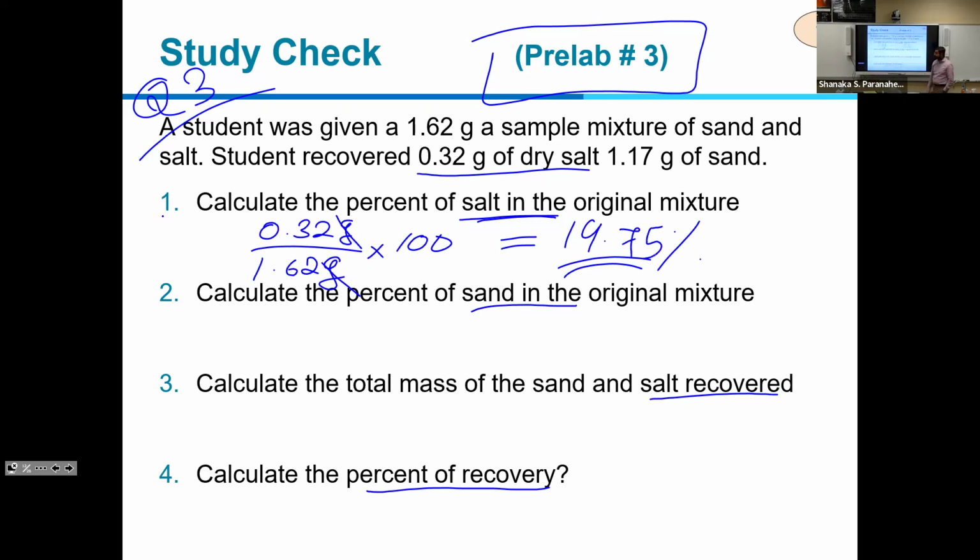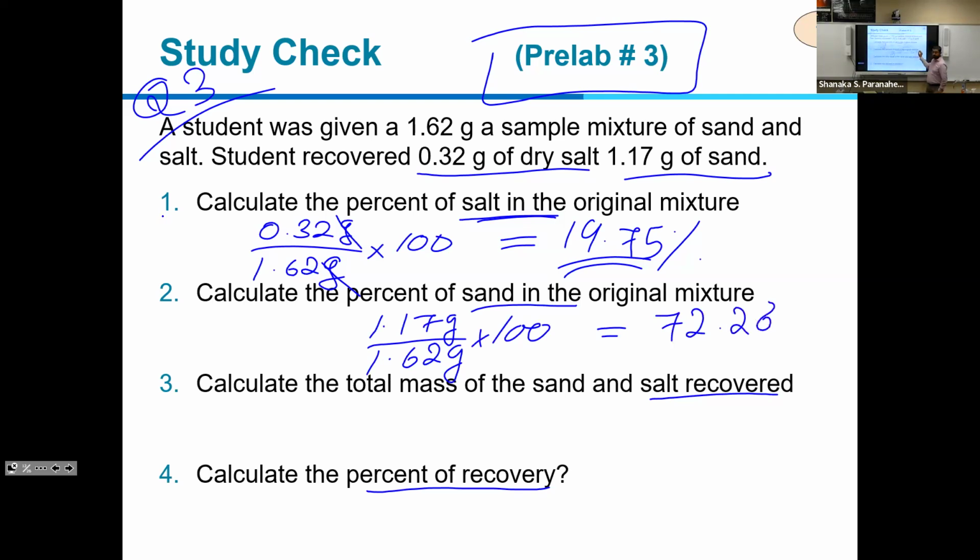Okay, so calculate the percent of sand in the original mixture. The amount of sand recovered is 1.17. The total sample mass is 1.62 grams times 100. And this is equal to 72.2 or 28. What is the decimal?